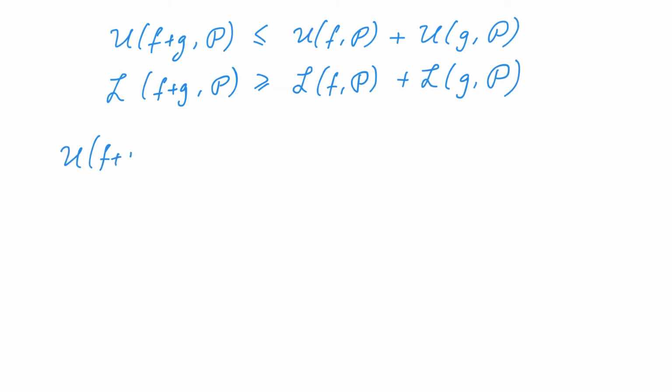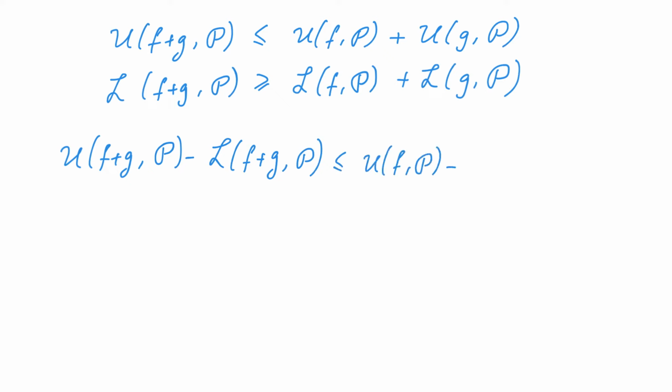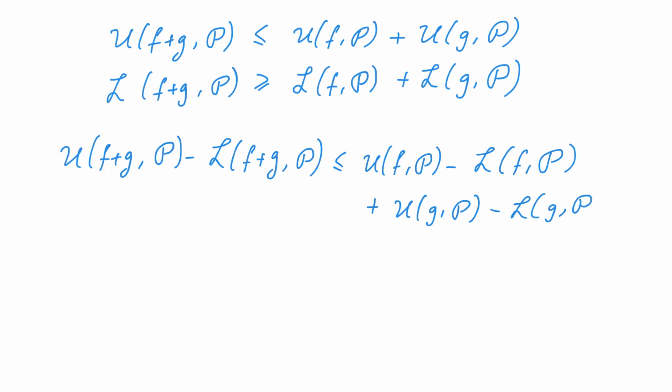Therefore, U(f+g, P) minus L(f+g, P) is less than or equal to U(f,P) minus L(f,P) plus U(g,P) minus L(g,P). Now notice that we can make U(f,P) minus L(f,P) and U(g,P) minus L(g,P) as small as we want. Why? Because f and g are both integrable. And therefore we can make U(f+g, P) minus L(f+g, P) as small as we want. Thus f plus g is integrable.